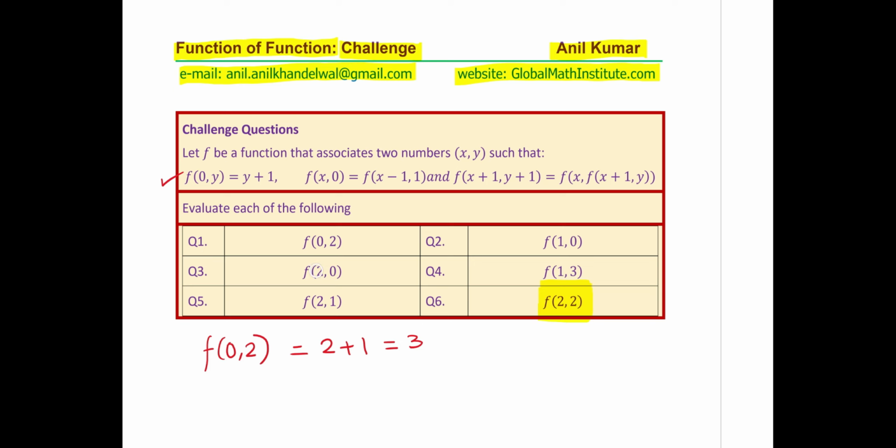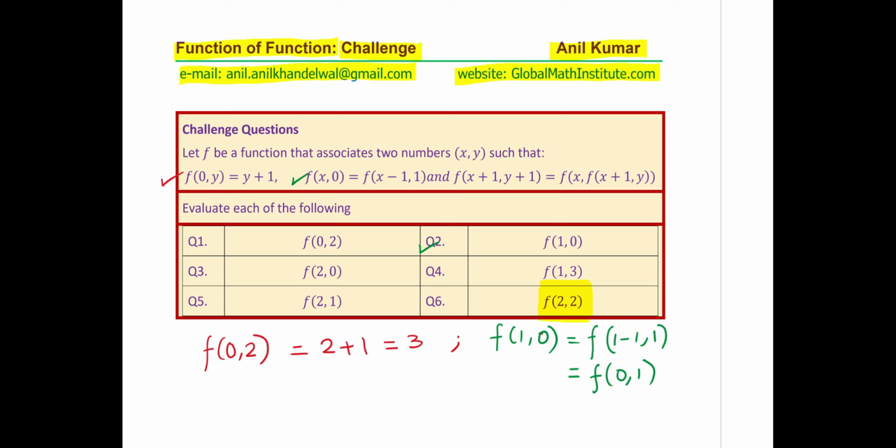Similarly, if I want to find what is f of 1, 0, let me use a different ink for this side, and let me say green. So we have f of 1, 0. We're trying to figure out this now. So that means the y value is 0. I can use the relation f of x, 0. So that gives you f of x minus 1, 1, which is 1 minus 1 here, and 1, correct? So that really means f of 0, 1.